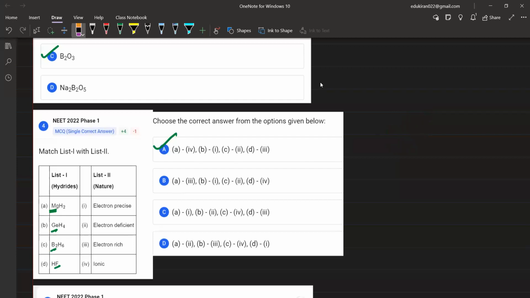Okay, understand these definitions also. Electron precise का मतलब हो गया equal to 8 electrons. Deficient का मतलब हो गया less than 8 electrons. And electron rich का मतलब हो गया more than 8 electrons. Ionic का मतलब हो गया there is some lone pair. चलिए, moving on.